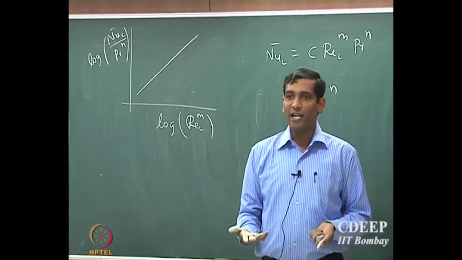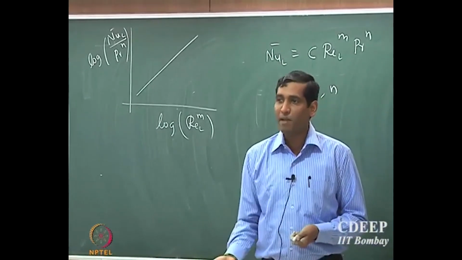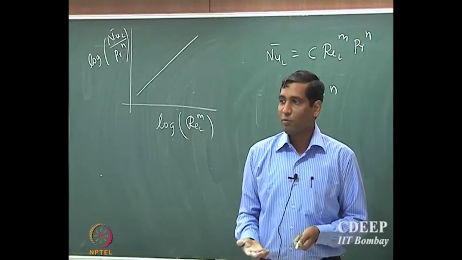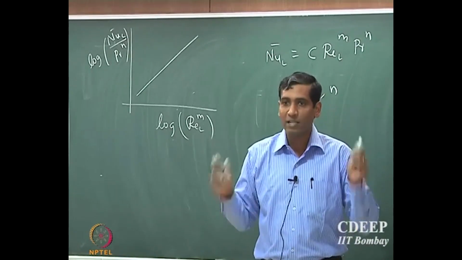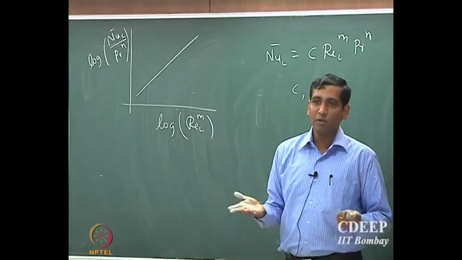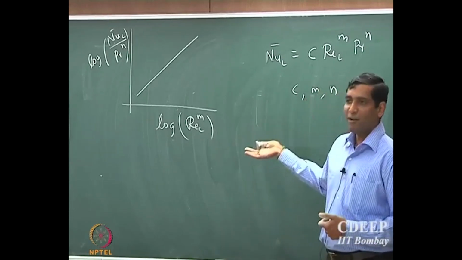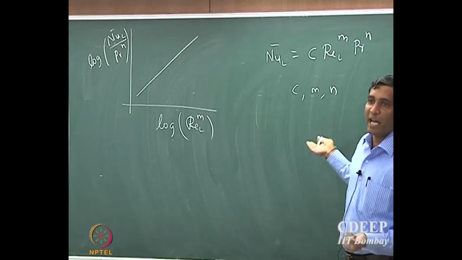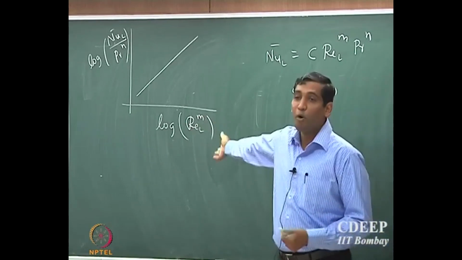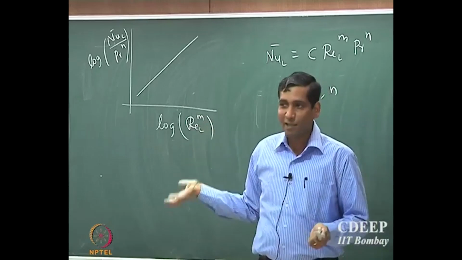So from the experimental data, if you have statistically enough data, one could always question what is meant by statistically enough, but let us assume that we know what is statistically enough. If you have enough data, you should be able to calculate c, m and n. It's a very boring task, but somebody has done this boring task.